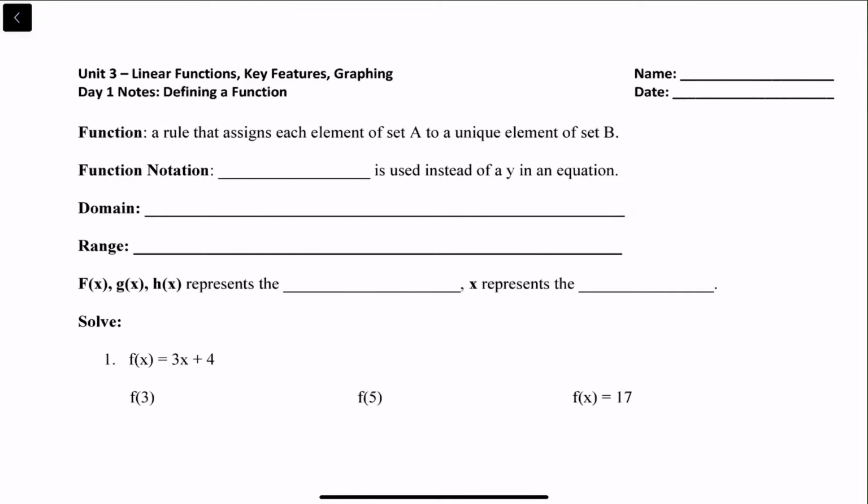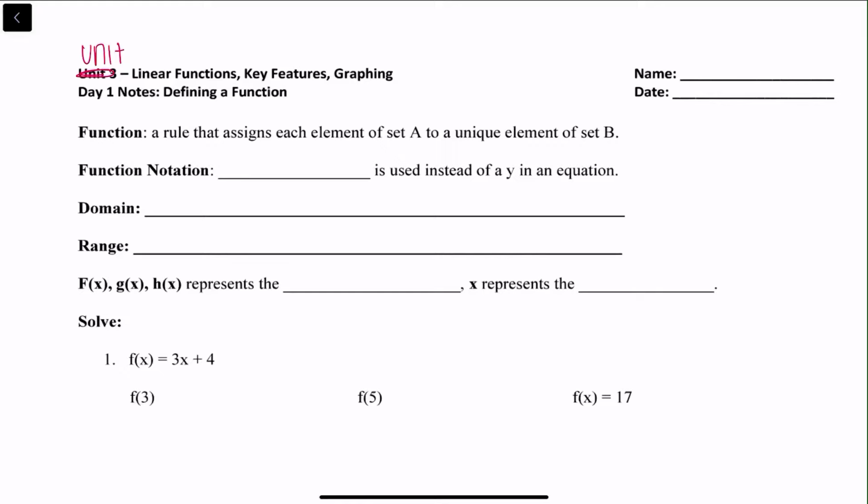To Unit 2, Day 1 notes. Little typo on the top of your paper. This should say Unit 2, not Unit 3. But today we will be talking about linear functions, their key features, and graphing these functions.